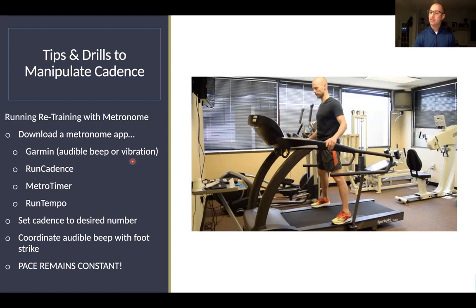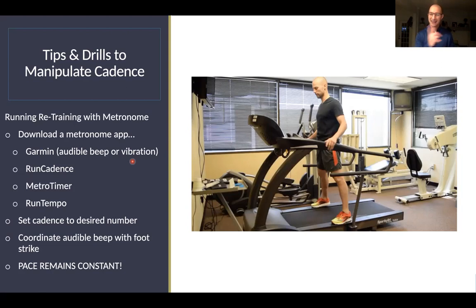So what you would do is download a metronome app. I usually recommend, again, if you have a higher level Garmin, you can either hear a beep or a vibration with the Garmin. The Run Cadence app I talked about a second ago for checking your cadence, the Metro Timer app, or the Run Tempo app. So those 4 things are usually the most reliable here for manipulating cadence while you run. You're going to set your cadence for your desired number. So if you're at 160, we're going to say, okay, we're going to set it at 168. And then you're going to strike the ground as you hear the beep.